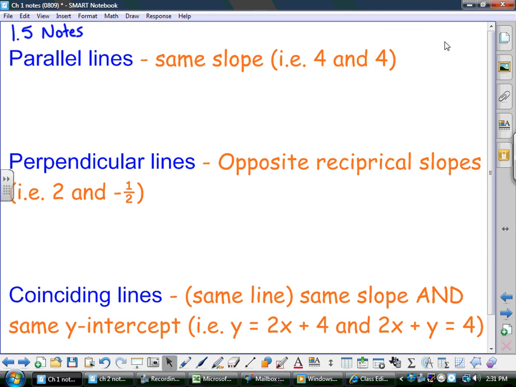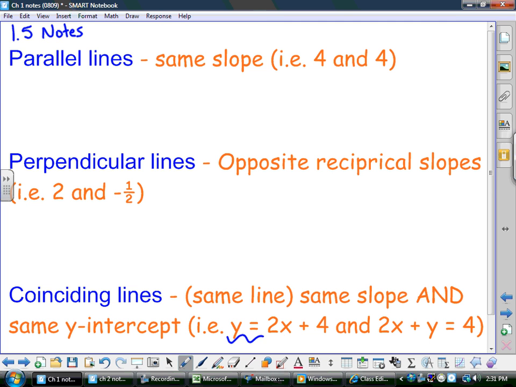If two lines are parallel, they are going to have the exact same slope. If the lines are perpendicular, they'll have opposite reciprocal slopes. And if the lines are coinciding, that means they're the exact same line, so they have the same slope and the same y-intercept. They might look a little bit different, like in the example here.